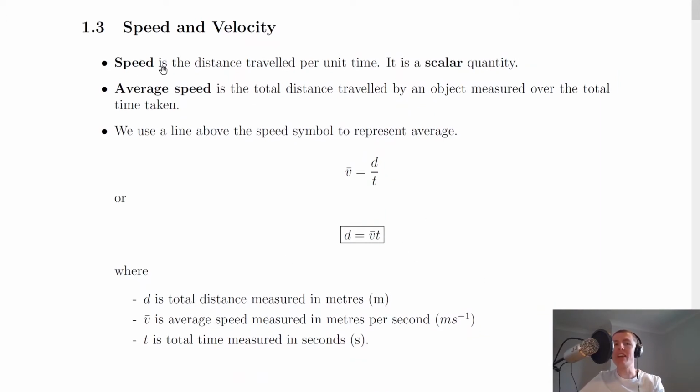Speed is defined as the distance travelled per unit time. It is a scalar quantity. So remember, when we're talking about a speed, we only care about the value in meters per second, we don't care about a direction. You might also remember from National 5 that there are two types of speed.